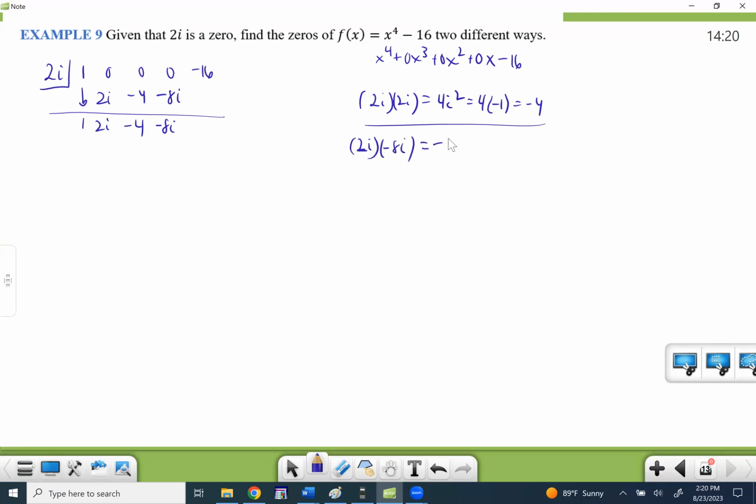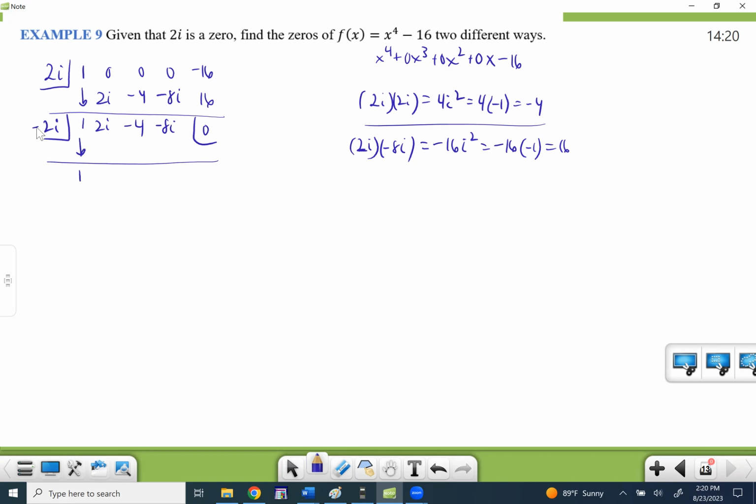So 2 times negative 8 is negative 16. i times i is i squared. So negative 16 times negative 1, that's positive 16. Oh, we knew it was going to be 0. So that is looking good. Now remember, if 2i is a 0, so is negative 2i. So we will just do synthetic division to that.